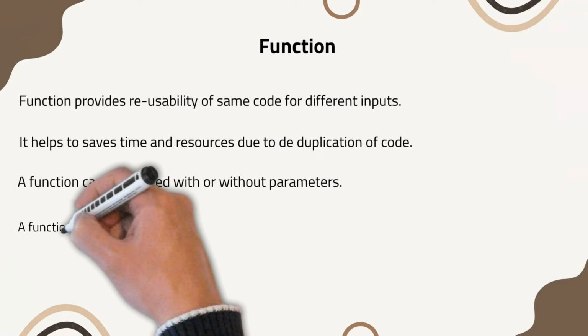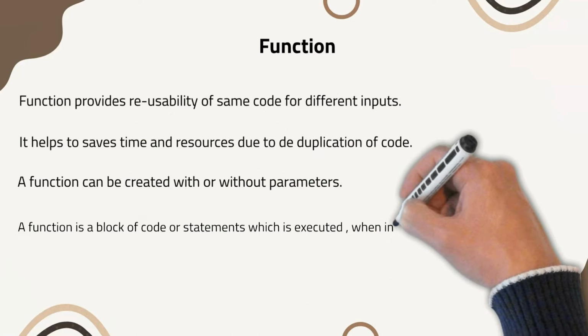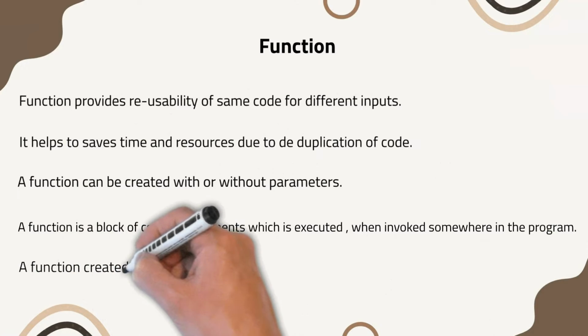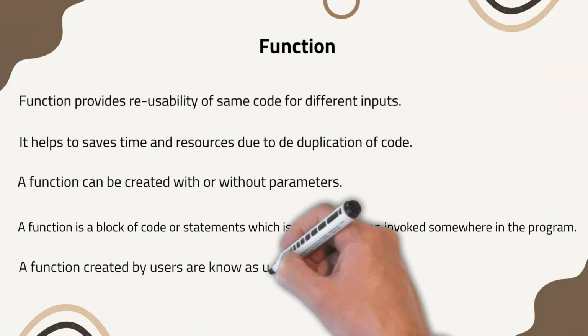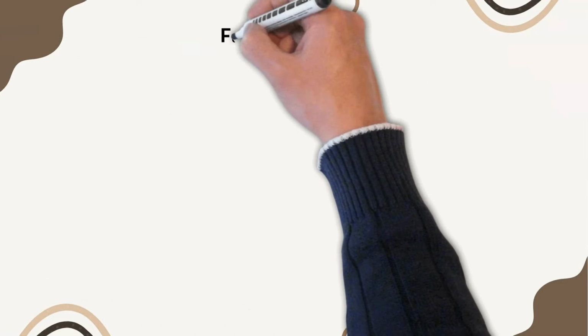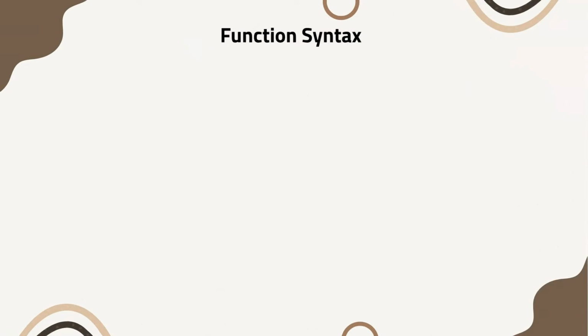A function is a block of code or statements which gets executed when it is invoked from somewhere in the program. All functions which are created by users are known as user-defined functions. We will see how to declare a function.